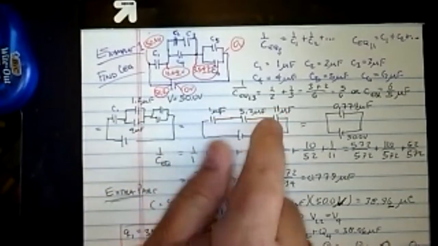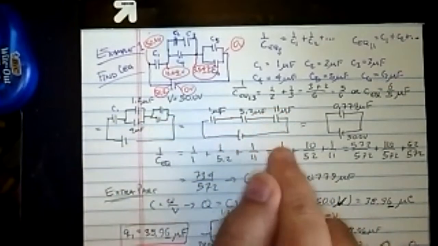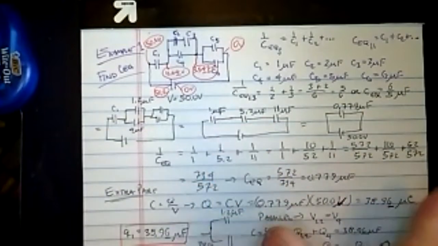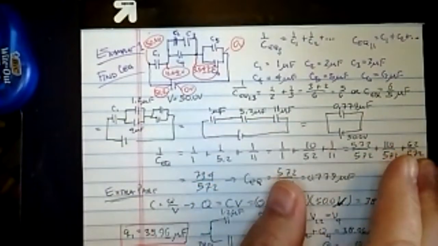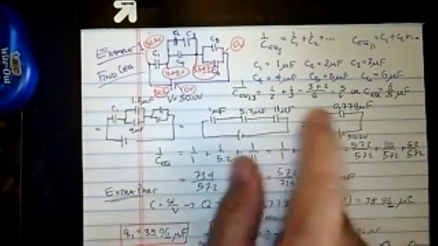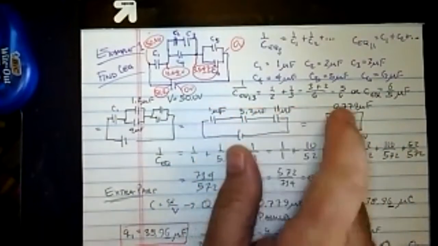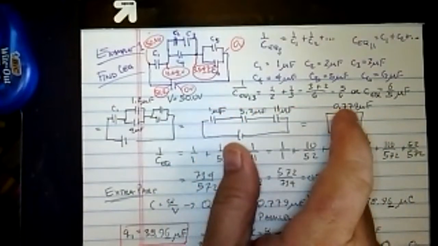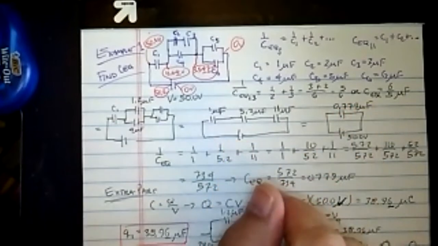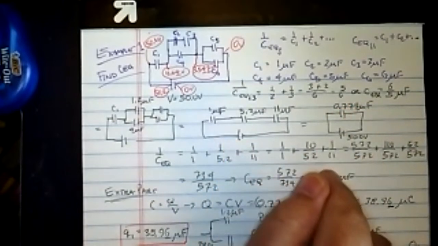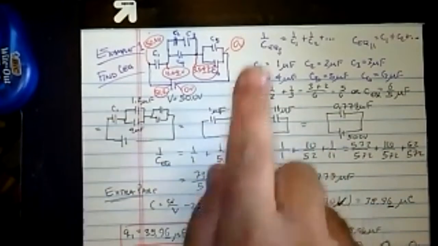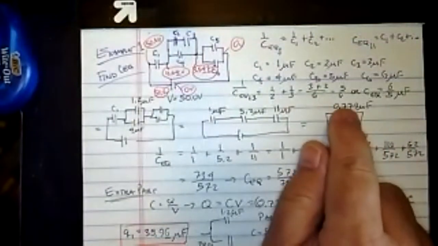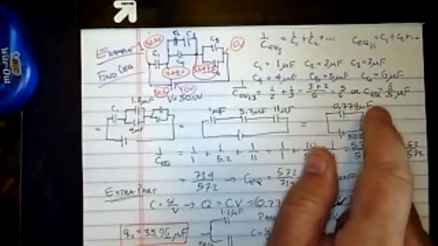Okay, now I had 3 in parallel, and I did some really crazy math, but basically it's all arithmetic. You can just throw it in your calculator. That's all you need to do. And what I found is all 3 of these together could be replaced by a single 0.779 microfarad capacitor. So this whole bank of capacitors could be erased if you could just buy a single 0.779 microfarad capacitor.